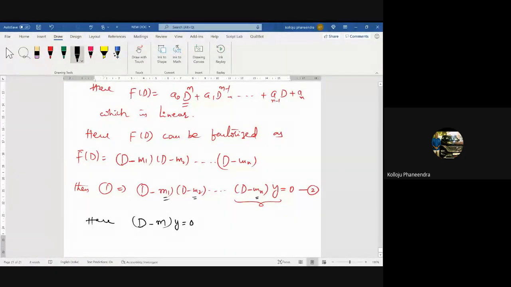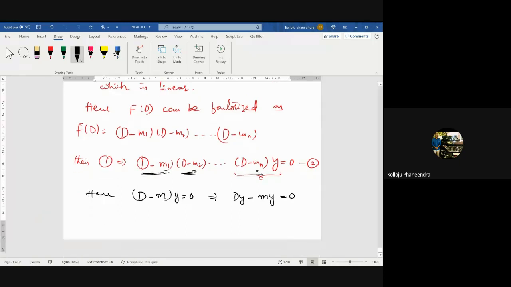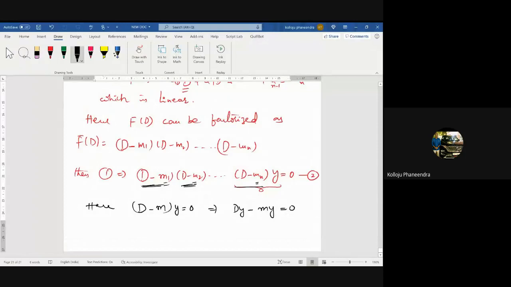D minus m into y equal to 0. This is the structure of this linear form. These are all linear factors, first degree factors. Then what is D minus m into y? Nothing but Dy minus my equal to 0.